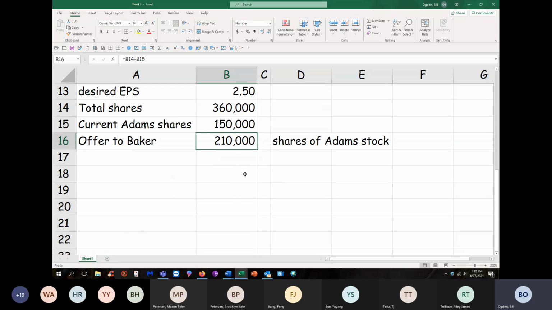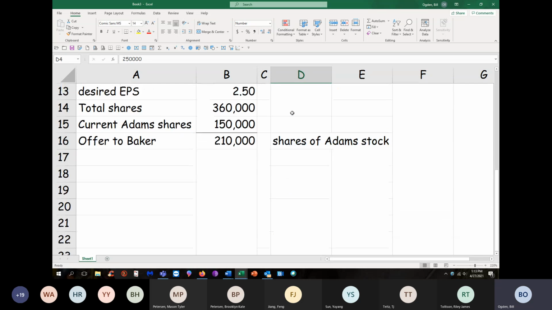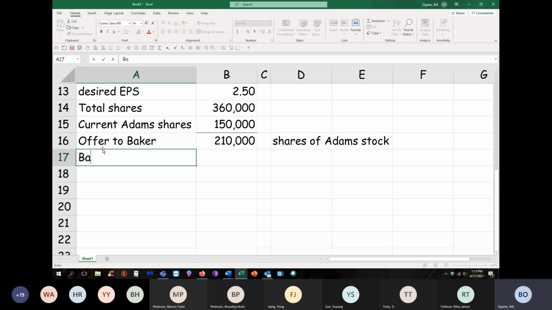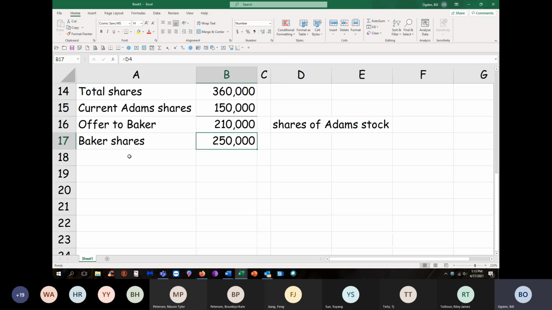Well, yeah, but they're not the same shares. You had 250,000 shares of Baker. You were exchanging those for 210,000 shares of Adams. It's not a one-to-one exchange, is it? In fact, in your assignment, one of the questions is what's the exchange ratio? So the offer to Baker is shares of Adams stock, and here are the Baker shares, 250,000 shares. What's your exchange ratio?